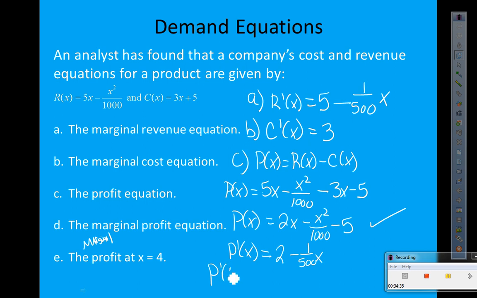Let me find P prime of 4 then. So I'm going to plug in 4. So I'm going to go 2 minus 1/500 times 4. And I'm going to get something really, really close to 1.99. Here's what that means. On the 4th unit, and only the 4th unit probably, I'm making $1.99. The third unit and the fifth unit is something totally different. So the marginal profit tells you your cost or your revenue or your profit at that exact unit.